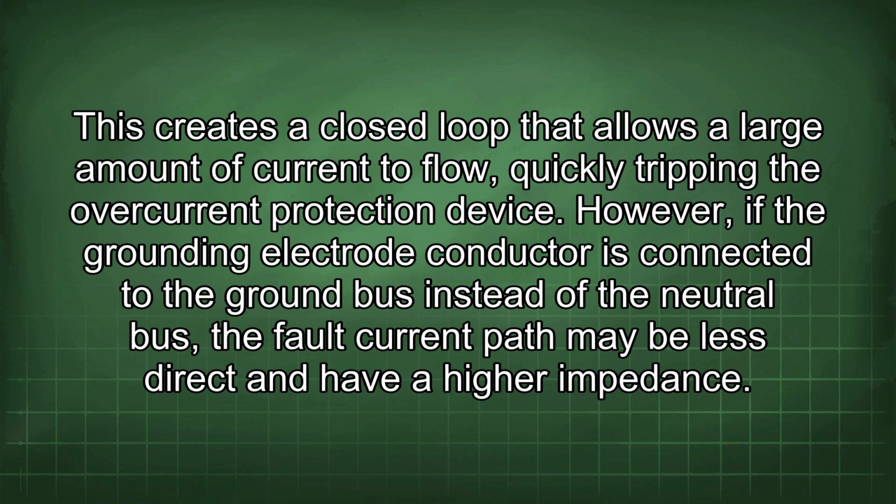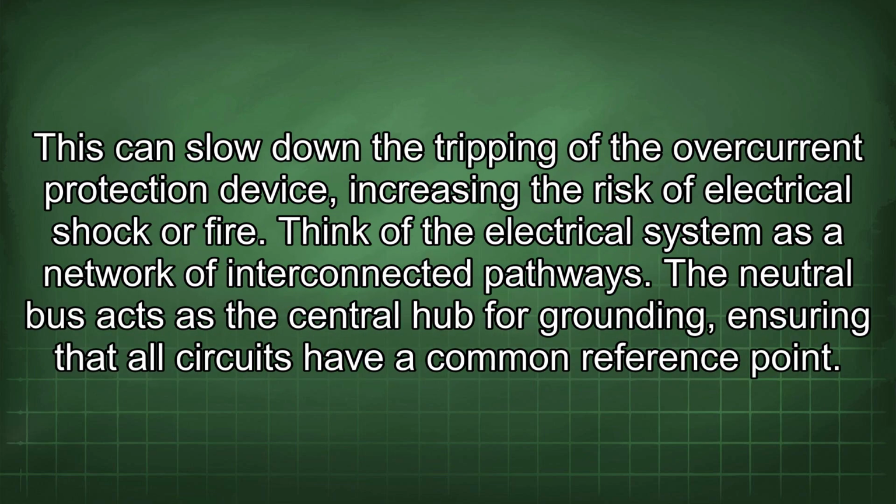However, if the grounding electrode conductor is connected to the ground bus instead of the neutral bus, the fault current path may be less direct and have a higher impedance. This can slow down the tripping of the overcurrent protection device, increasing the risk of electrical shock or fire.